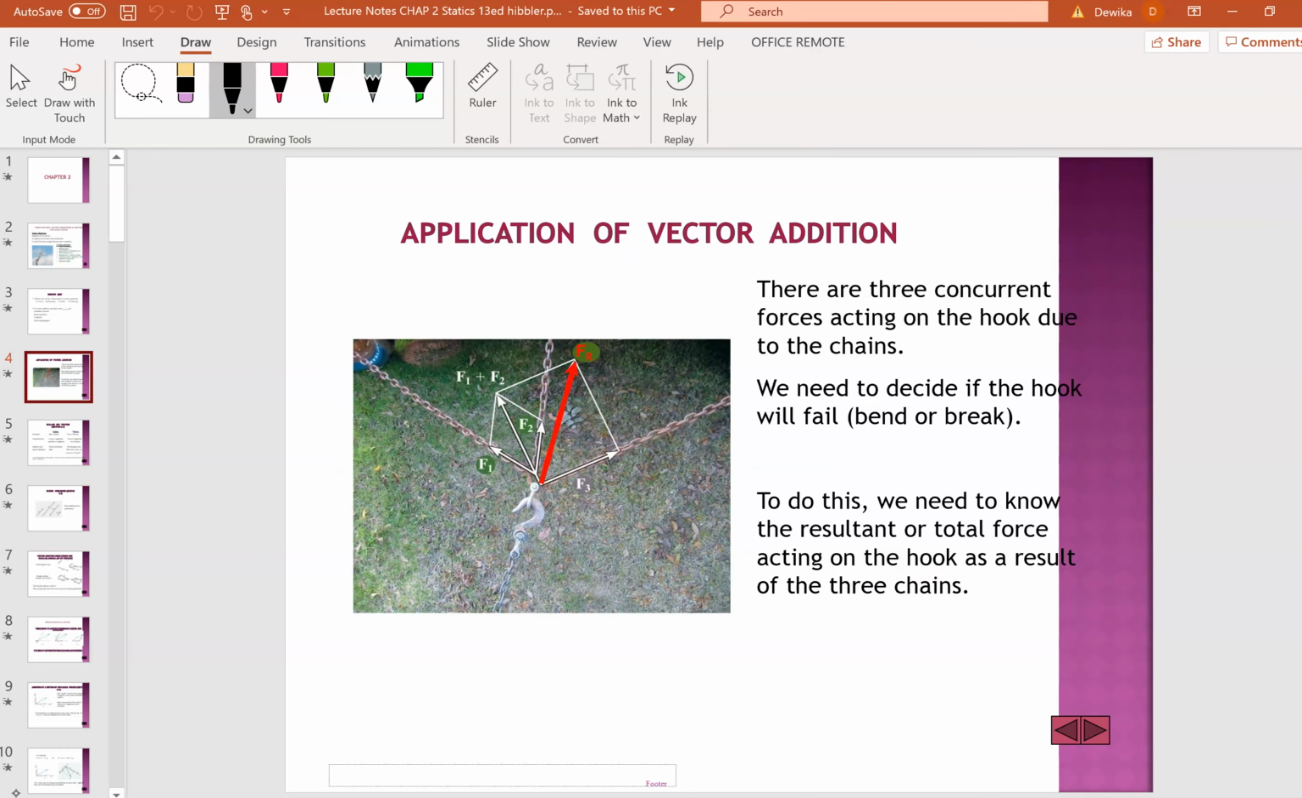Okay, let's look at some applications of vector addition. For example, here there is a hook and three cables, or chains. To decide whether the hook will fail or not, you need to combine the forces into a resultant force and then determine the force on this hook. The force will determine what type of hook to use, what thickness, and what kind of material. The basis for this subject is to calculate the force. The thickness and type of material will come in your other higher engineering papers, like mechanics of materials and material science.